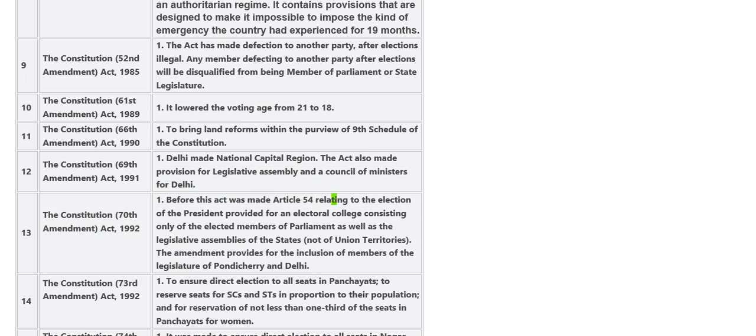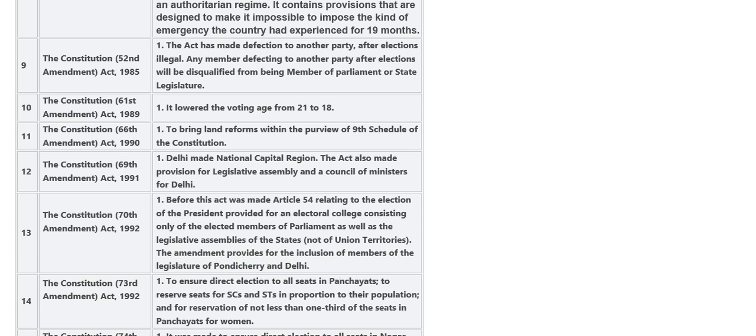13. The Constitution 70th Amendment Act, 1992. Before this Act was made, Article 54 relating to the election of the President provided for an electoral college consisting only of the elected members of Parliament as well as the legislative assemblies of the states, not of Union territories. The amendment provides for the inclusion of members of the legislatures of Pondicherry and Delhi.